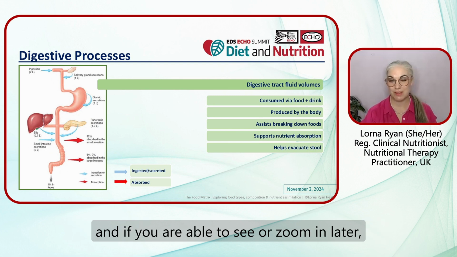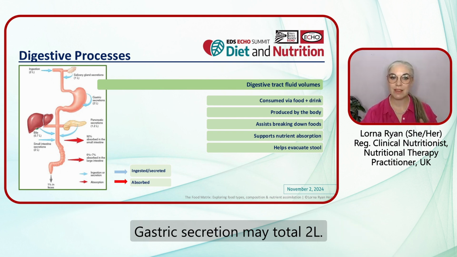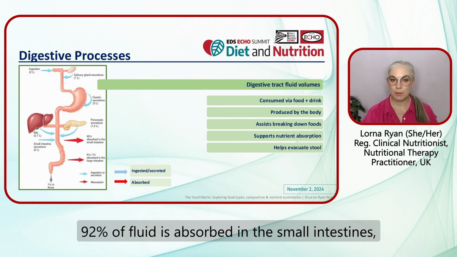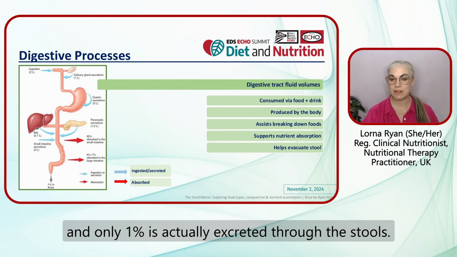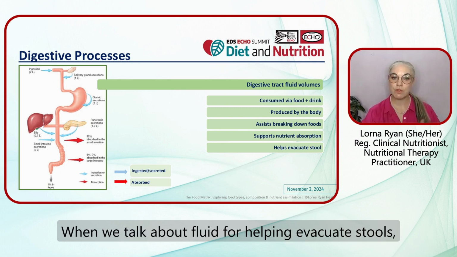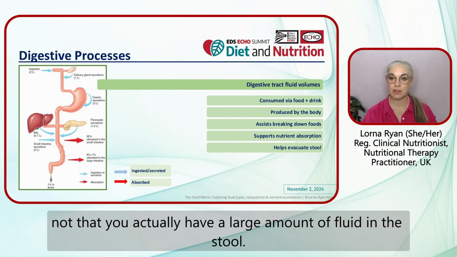And if you are able to see or zoom in later, in brackets, you've got a quantity of litres. So gastric secretion may total 2 litres. 92% of fluid is absorbed in the small intestines, and 6 to 7% absorbed in the large intestines, and only 1% is actually excreted through the stools. So when we talk about fluid for helping evacuate stools, it's for this whole digestive process, not that you actually have a large amount of fluid in the stool.